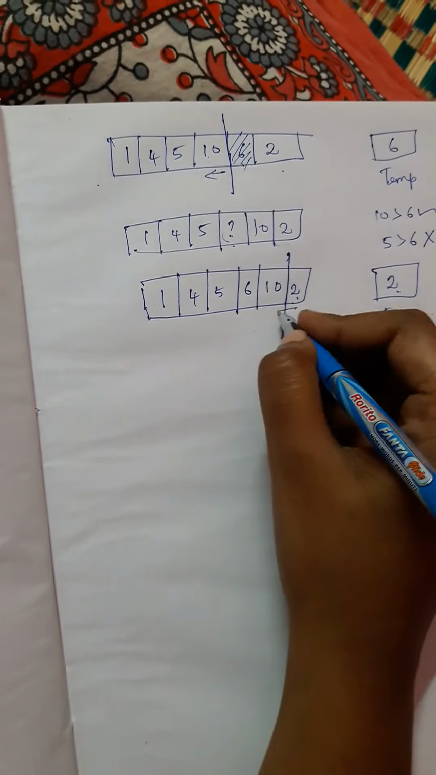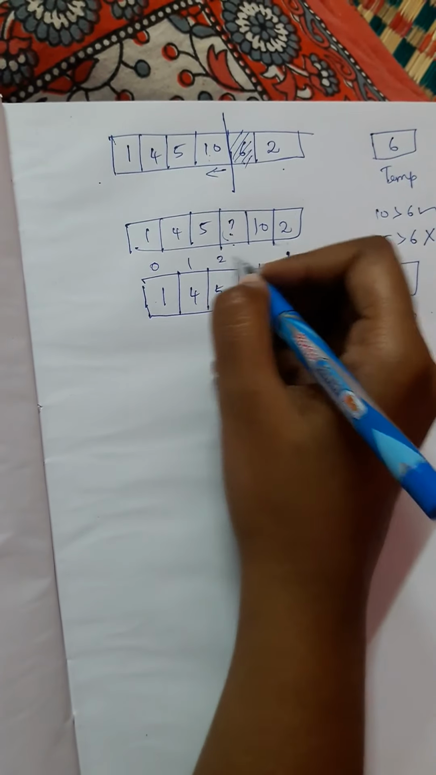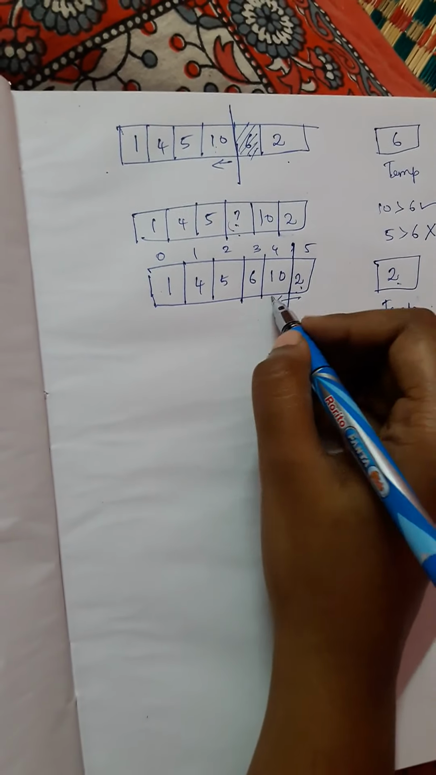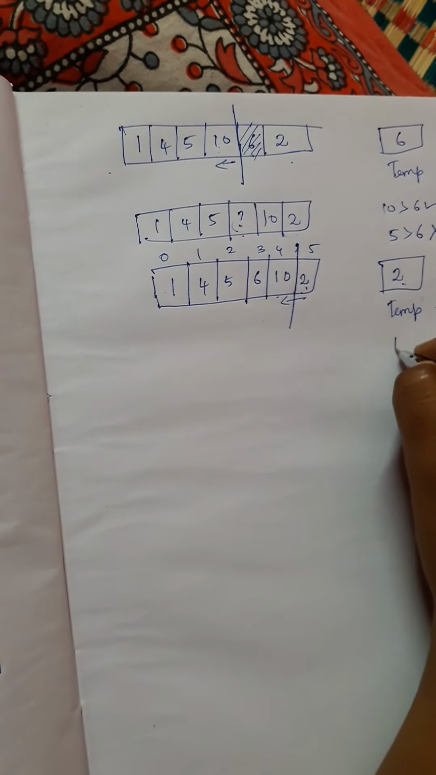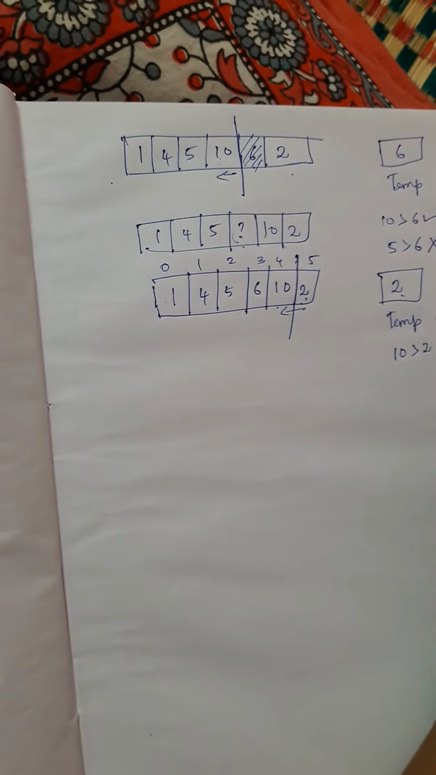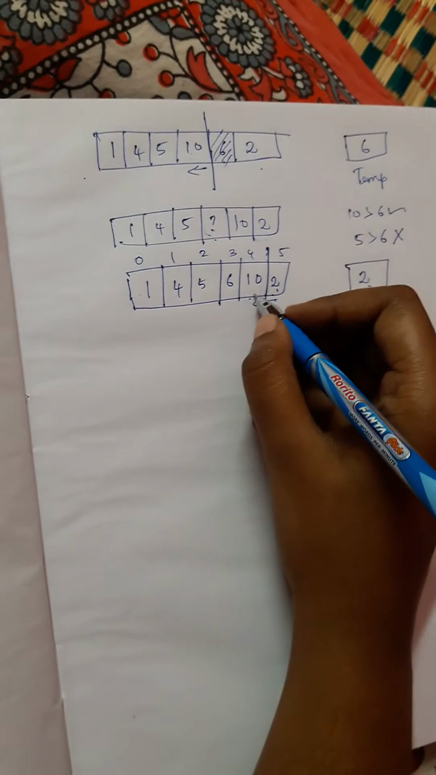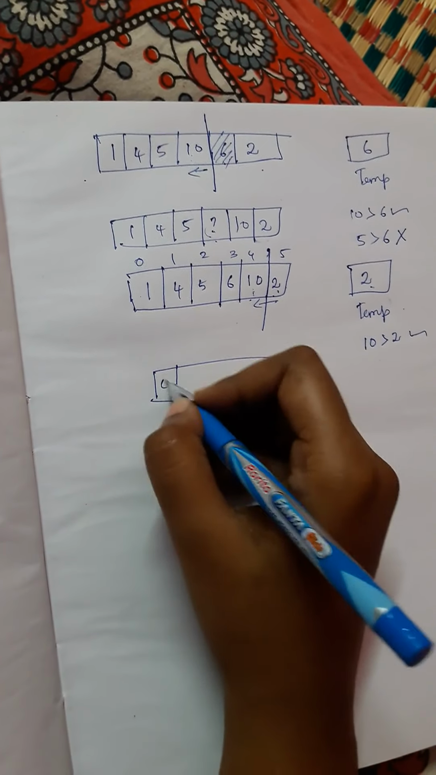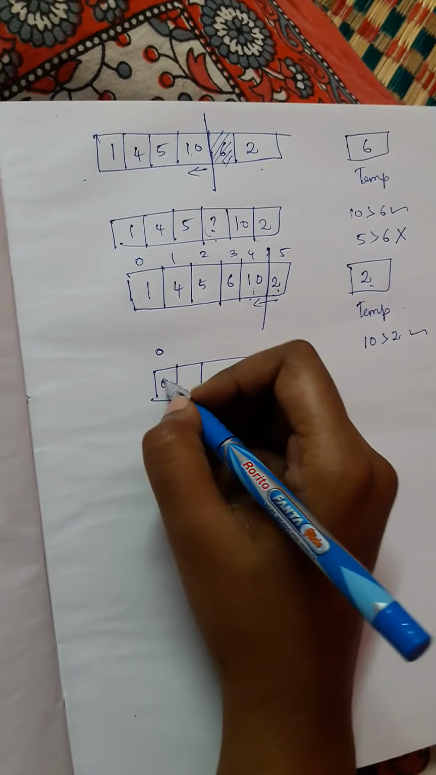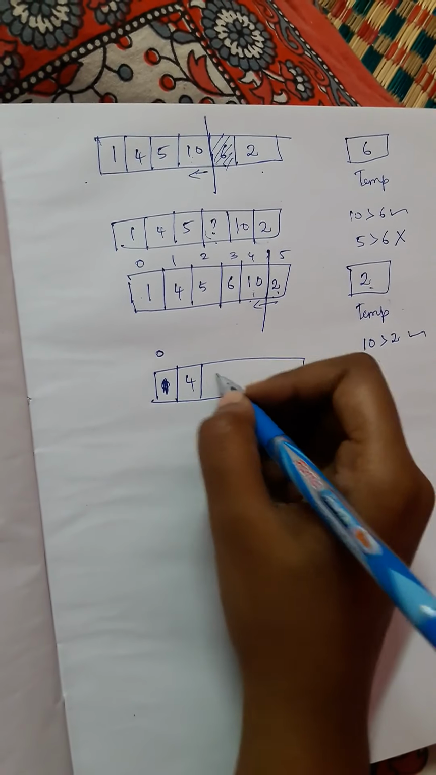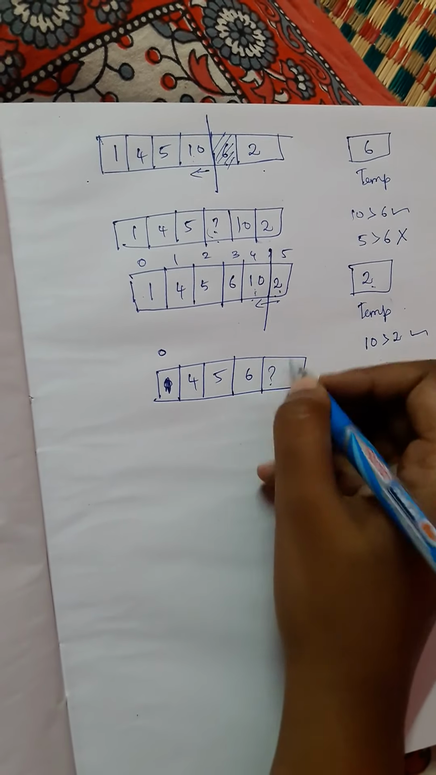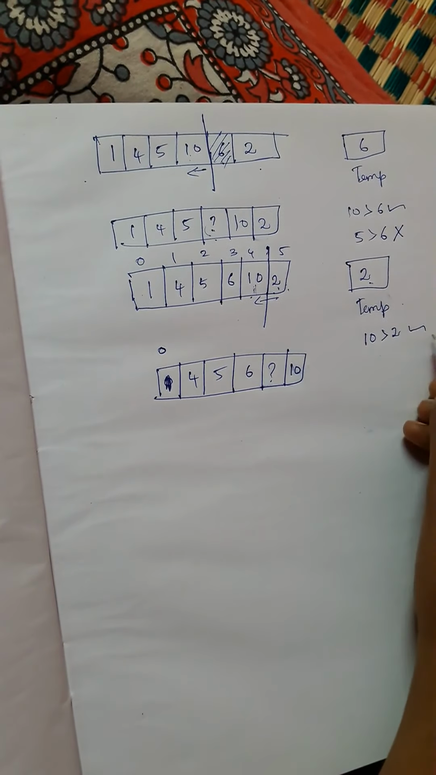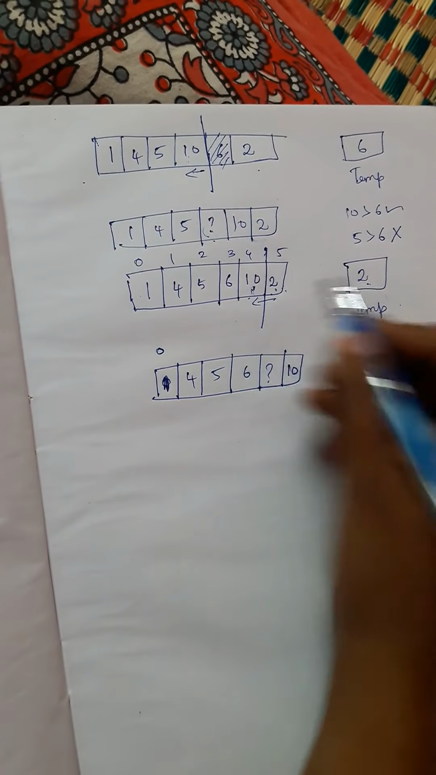So again in the reverse order only I am going to check, indices 0, 1, 2, 3, 4 and 5. So I am going to compare 10 is greater than 2. Yes, this condition is true. So I am moving this 10 to the next position, at the place of 0. 1, 4, 5, 6, and 10 will be moved one step forward. So if this condition is true, it means we will move this value one step higher.